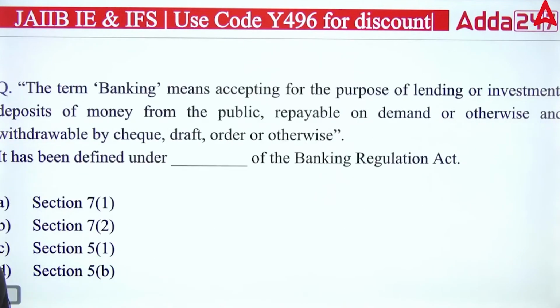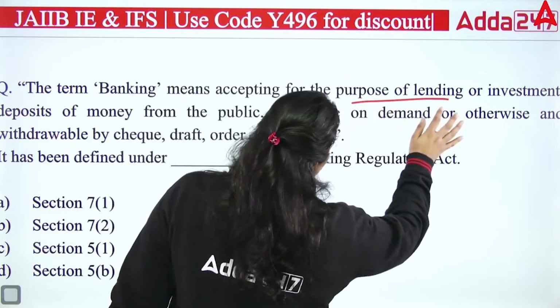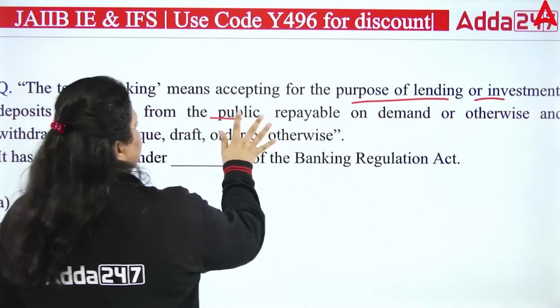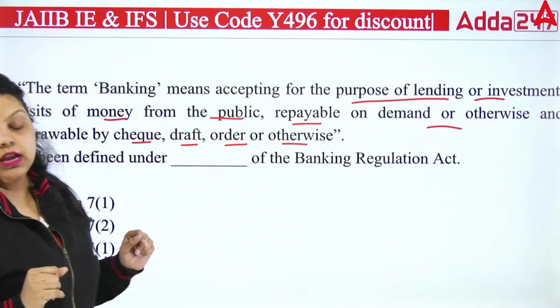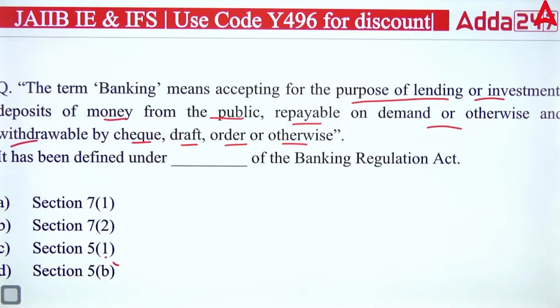Okay, next we have the term banking means accepting for the purpose of lending or investment, deposit of money from the public, repayable on demand or otherwise, and withdrawable by check, draft, order or otherwise. It is saying it has been defined under dash of Banking Regulation Act. So the paragraph has been given to you. The term banking means accepting money from the public for the purpose of lending or investment, repayable on demand or otherwise and withdrawable by check, draft or other order or otherwise. So which of the following is the section in which this definition of banking has been defined? A, B, C or D?